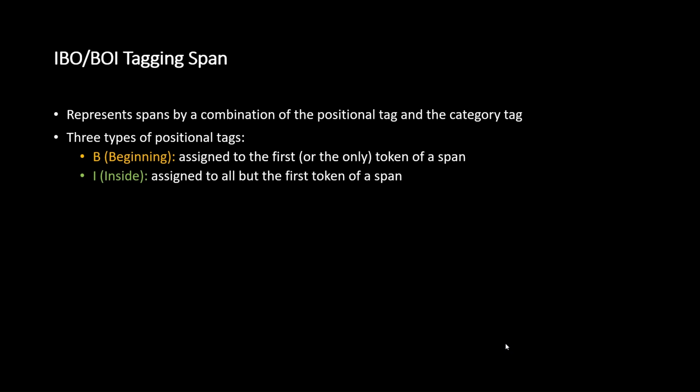Another positional tag is inside. Inside is assigned to all but the first token of the span. And the last is outside, which is assigned to all words outside of any span. With a combination of the positional tag and the category tag together, we can assign tags that span multiple words. This representation is called the IOB or BIO representation of NER tagging.